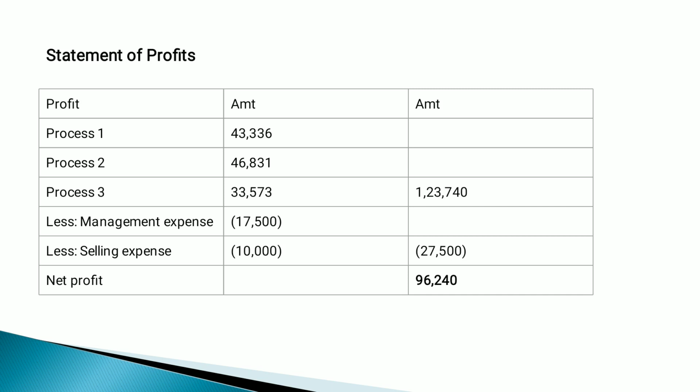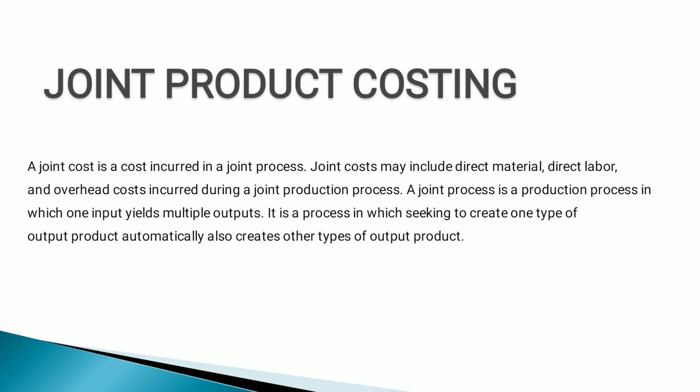And the amount will come to 1,23,000, and the total amount will come to 1,23,740. Less the management expense of 70,500 and less selling expense of 10,000, it will get to 27,000, and the total comes to 27,500. So we'll calculate the net profit as 96,240. So from 1,23,740 we will minus 27,500. So the net profit is 96,240. Next we will go to joint product costing.